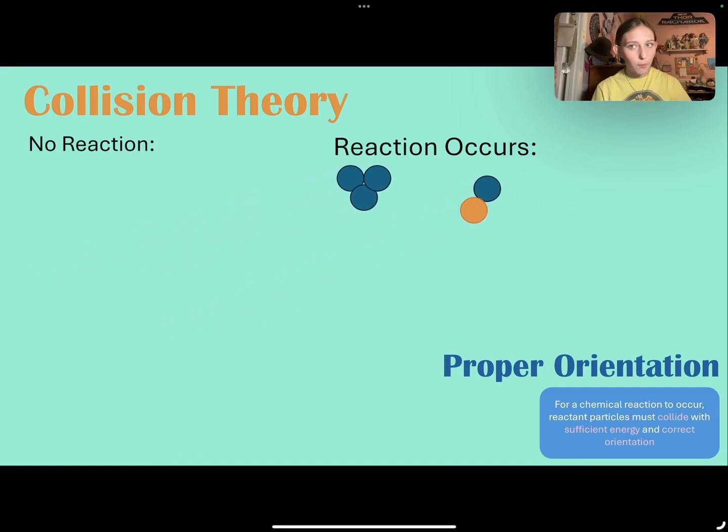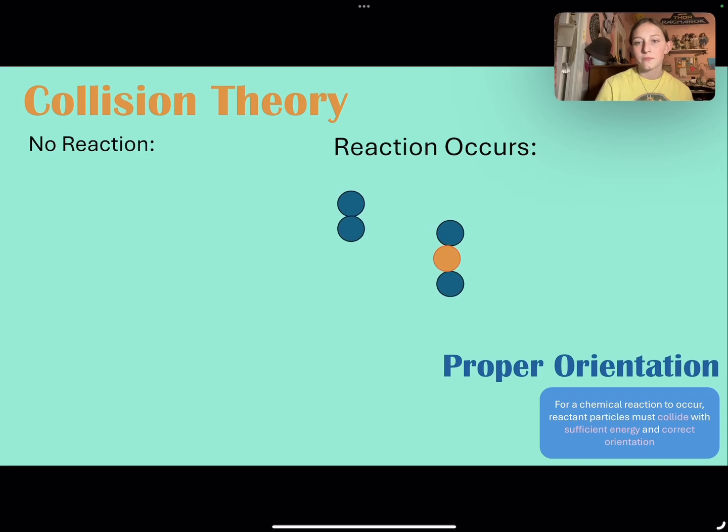However, with proper orientation, a reaction occurs. So we'll show that again. Our molecules collide, which is step one. They surpass the activation energy, which is step two, and they're oriented correctly, so the reaction does occur. These are the three main concepts of collision theory, explaining why a reaction takes place.